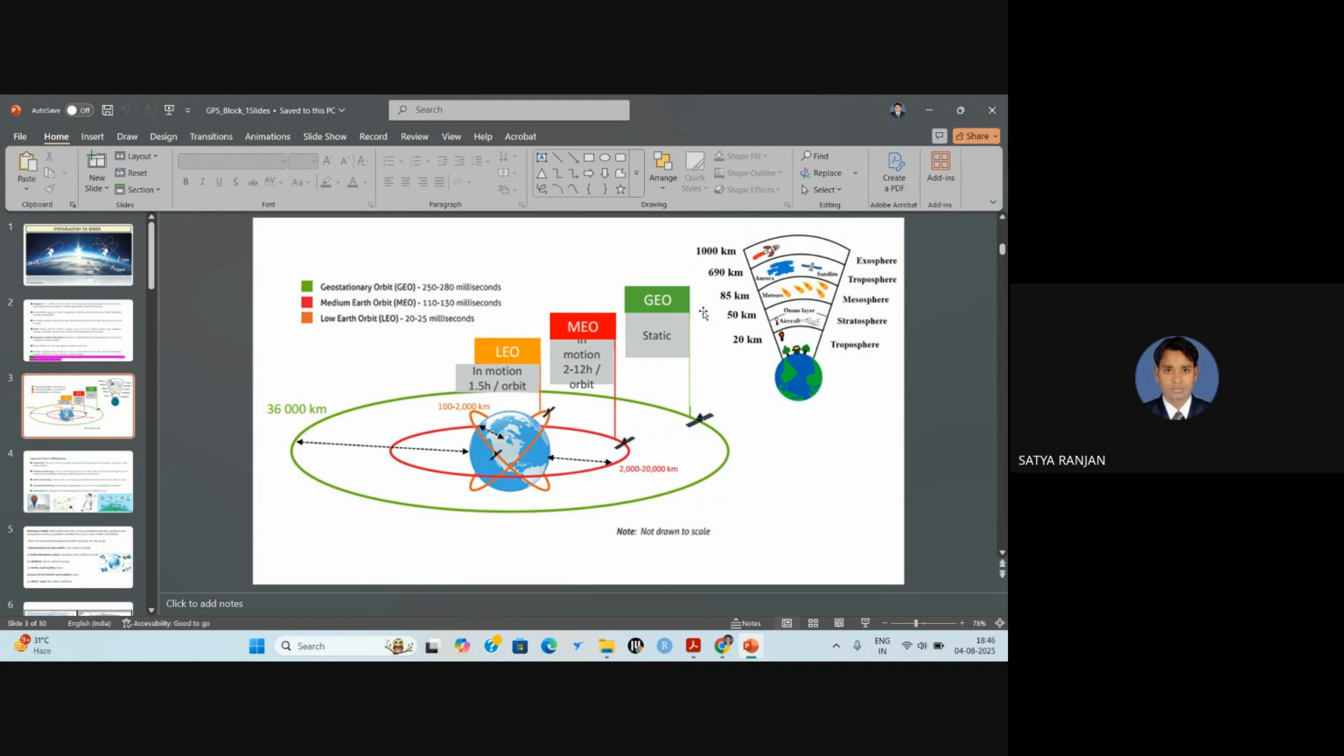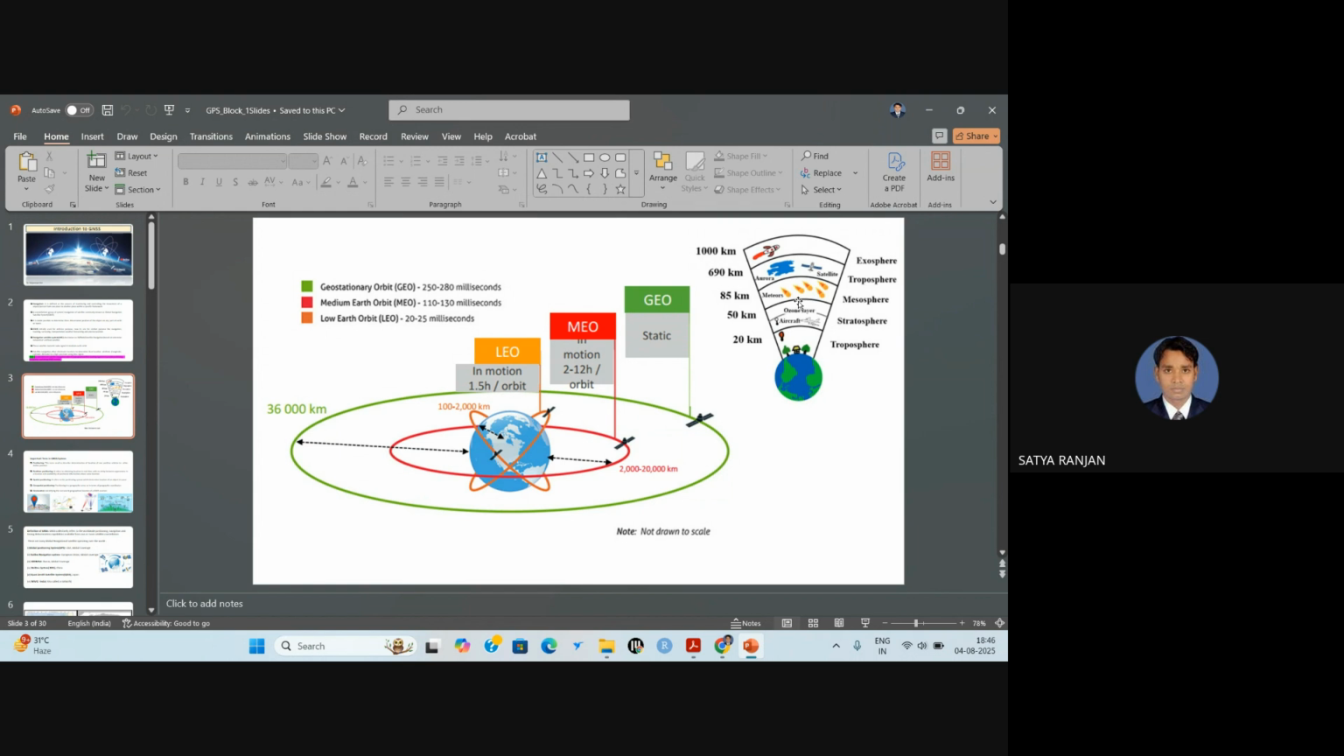So in this slide, it is between troposphere to exosphere. Most of the satellites. Then some of them are above the exosphere. So there are no other satellites which are between stratosphere and mesosphere.